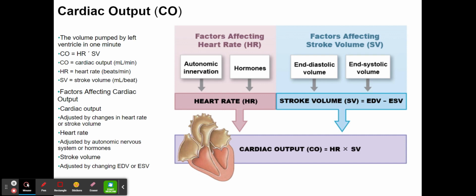So, just a brief overview. Factors affecting cardiac output can be adjusted by change in either heart rate or stroke volume. For convenience, we'll consider these independently as we discuss the individual factors involved. However, changes in cardiac output generally reflect changes in both heart rate and stroke volume. The heart rate can be adjusted by the activities of the autonomic nervous system or by circulating hormones. The stroke volume can be adjusted by change in the end diastolic volume, or how full a ventricle is when it starts to contract, the end systolic volume, how much blood remains in a ventricle after it contracts, or both.